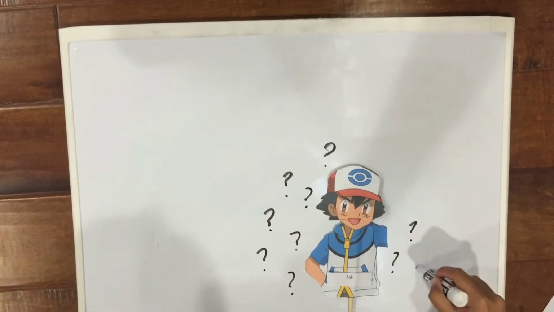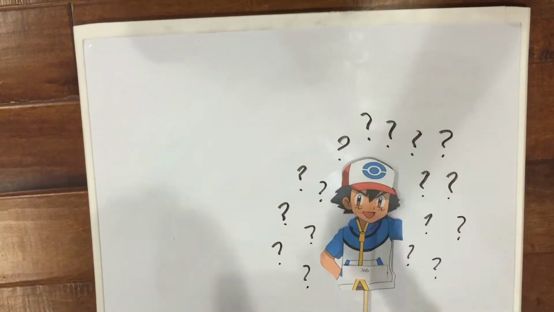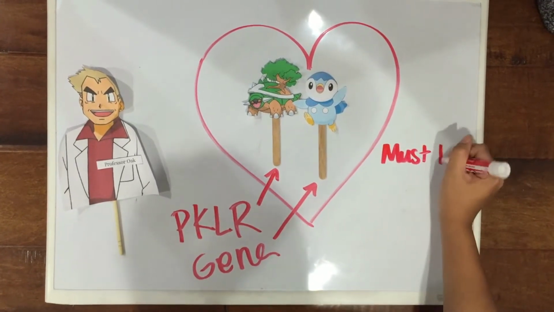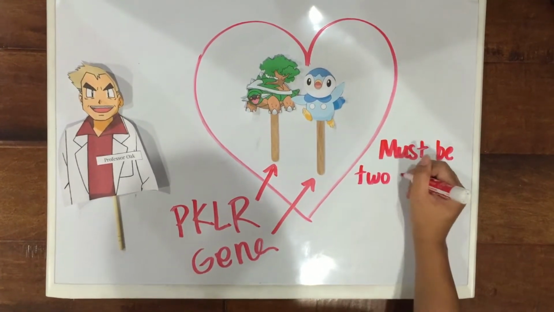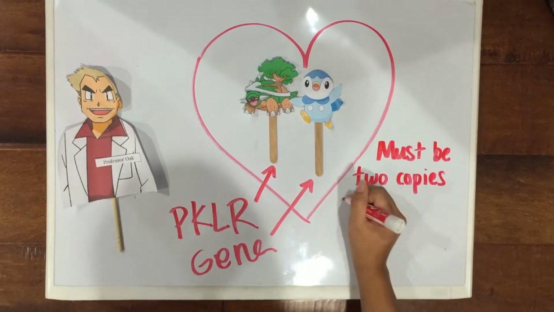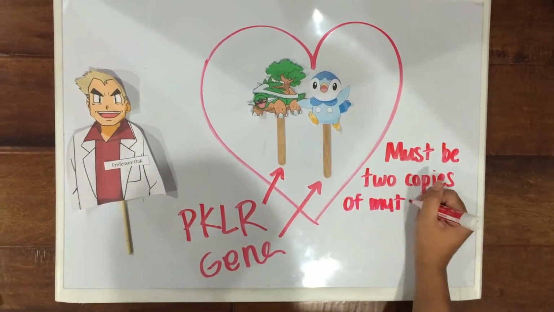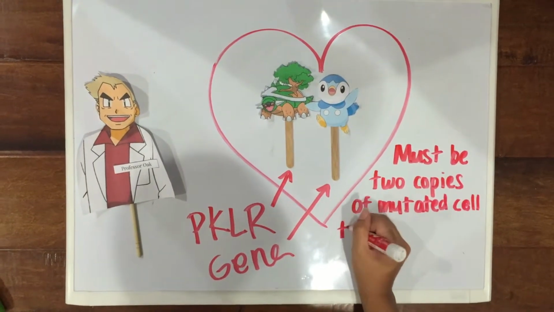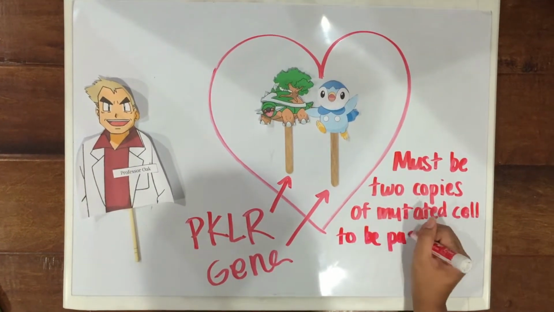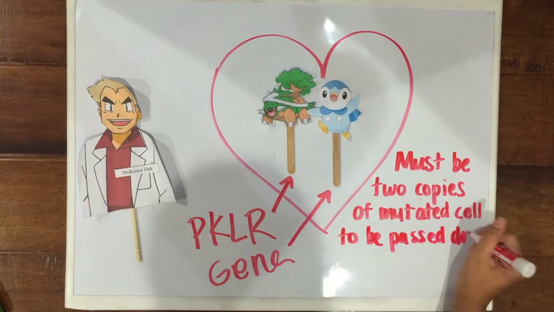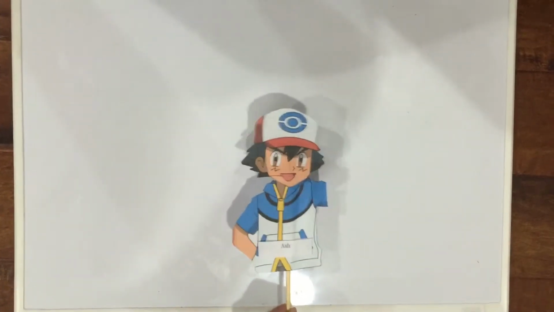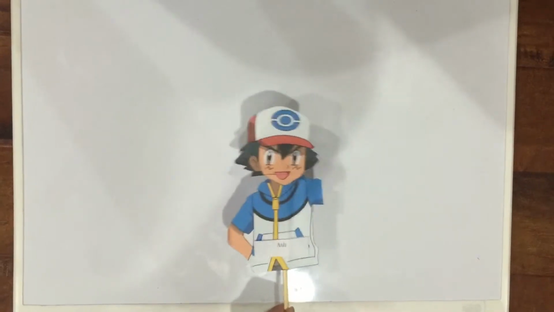I'm lost. What does this have to do with cellular respiration? Let's say we have a male and female Pokemon that are expecting soon. Unfortunately, both have inherited the PKLR gene and each have a copy of the mutated gene. This is the only way the deficiency can be passed down, when there are 2 copies of the mutated gene. So what is so important about the enzyme?